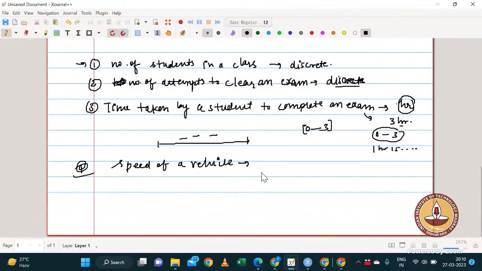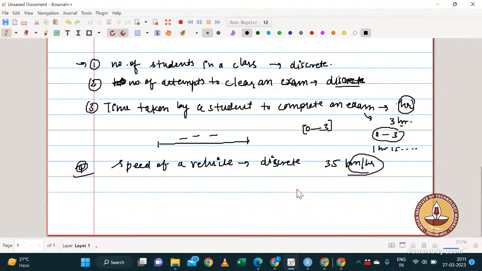Sir, discrete, maybe. Why discrete? Because like 35 miles per hour, 45 miles per hour, let's say 35 kilometers per hour. So are you counting the speed or do you have to measure the speed? Sir, we have to measure. So that's why it's continuous data. Okay, sir, so the only difference is whether we have to measure. Yes, it's the basic difference.